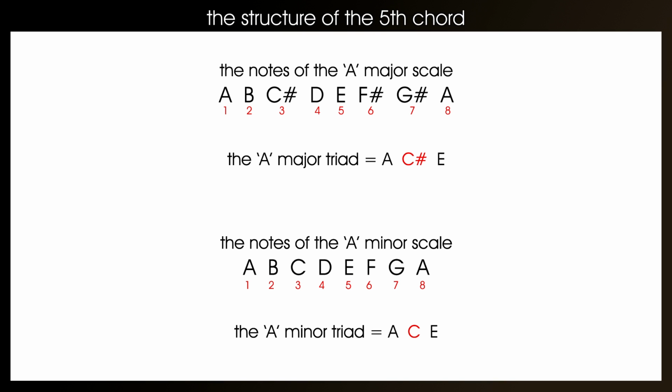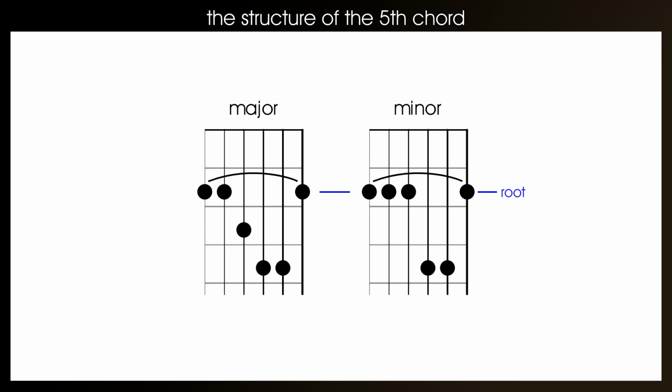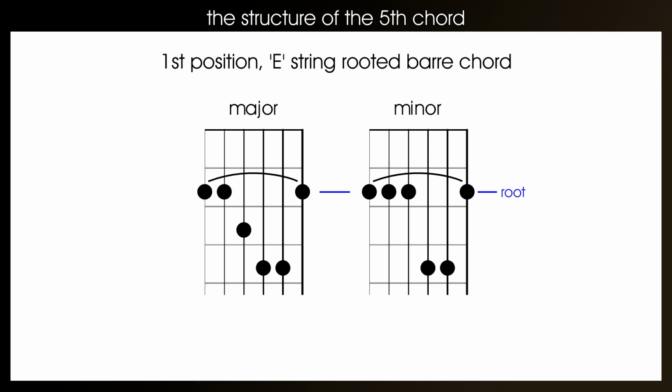And this is how it is with fifth chords, because you're only using the first note of the scale and the fifth note of the scale. To demonstrate this, here's a first position or E string rooted bar chord in the major form and in the minor form. And if you look at these chords, you'll notice there's only one note that makes a difference between the two chords, and that's on the G string, and that is the third note of the scale.